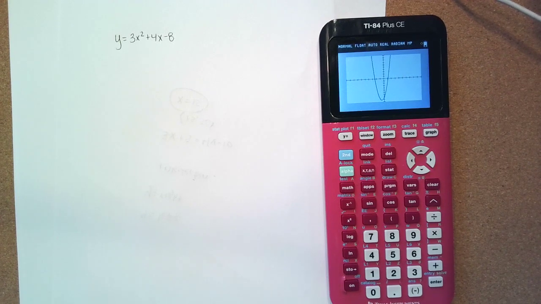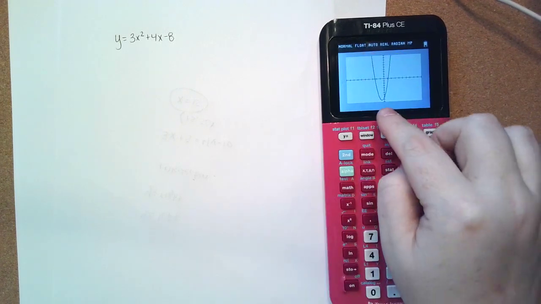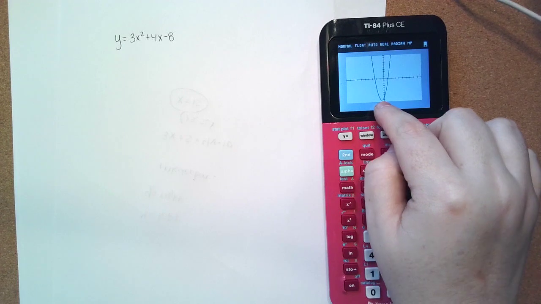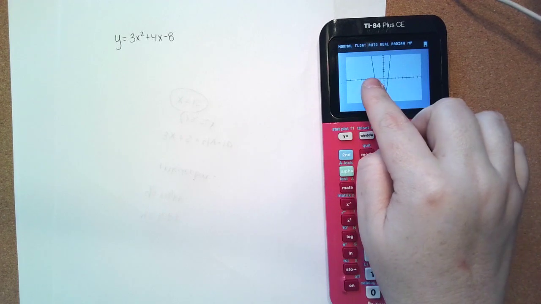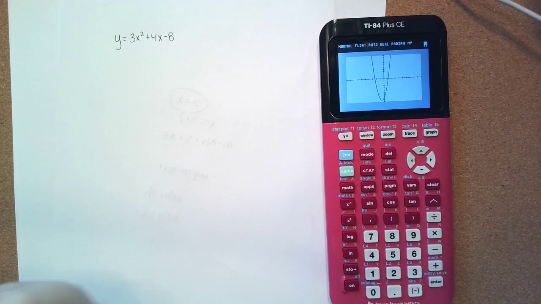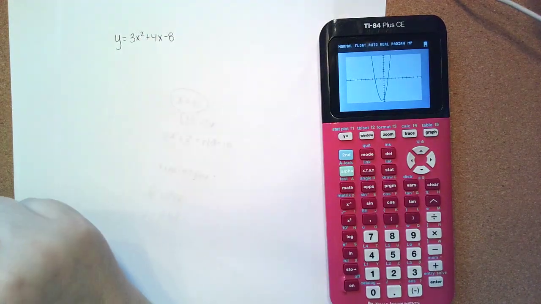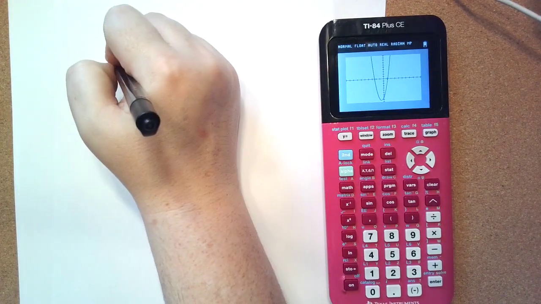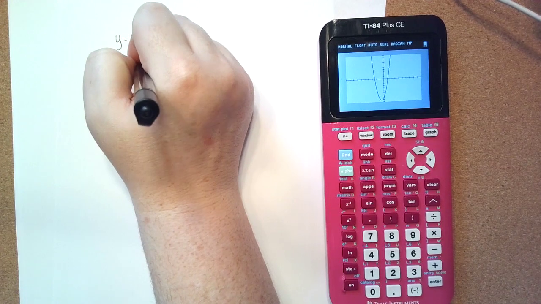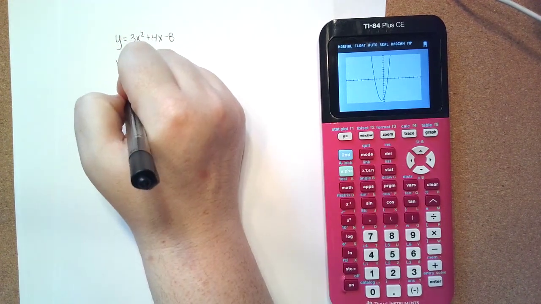So here's our parabola. We can see that it opens up. We have our vertex down here, which is a minimum. We have our two x-intercepts. We also have a y-intercept. So what we want to be able to do is find the vertex, and we also want to find the x-intercepts.